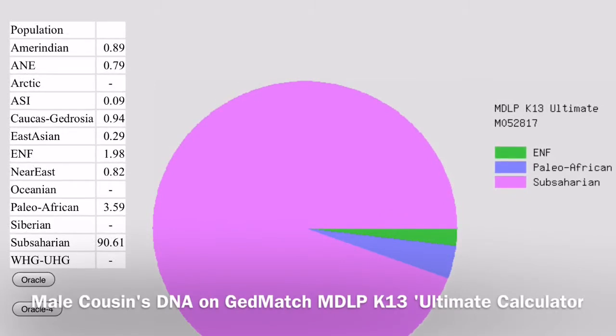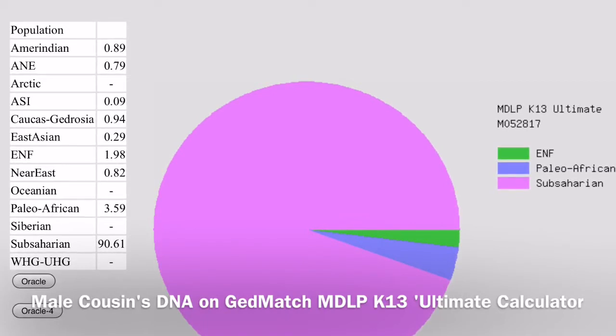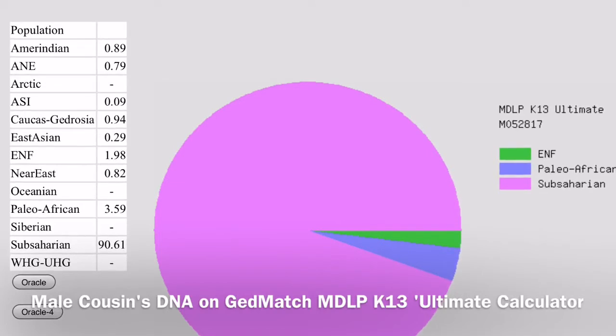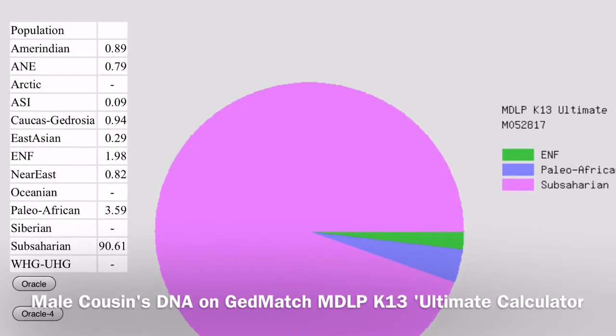Anyway, moving on. This one's my male cousin, and of course he did have some Native American ancestry come up on 23andMe, but as we see, Amerindian, he has 0.89. So again, that is a very, very distant relative or an ancestor that he has Native American traces from. And of course, you can see which calculator I used on gedmatch.com to find out this information. So, that was pretty interesting once I kept researching.